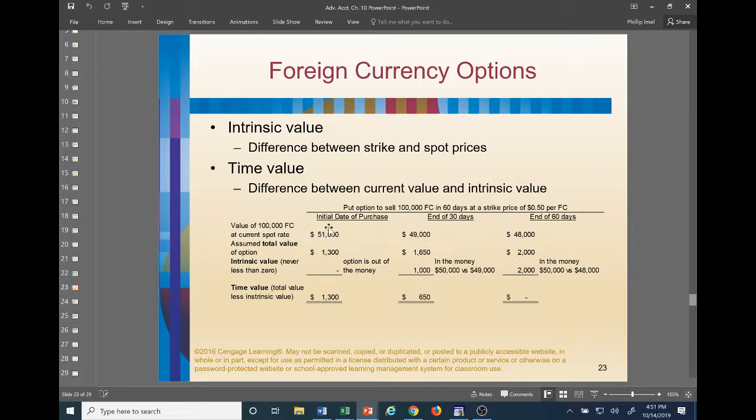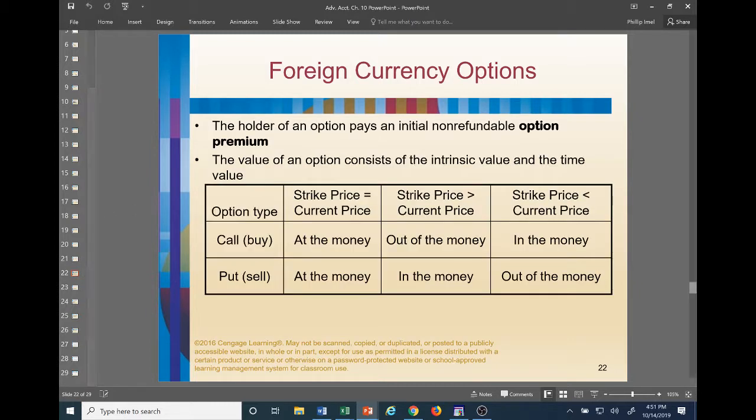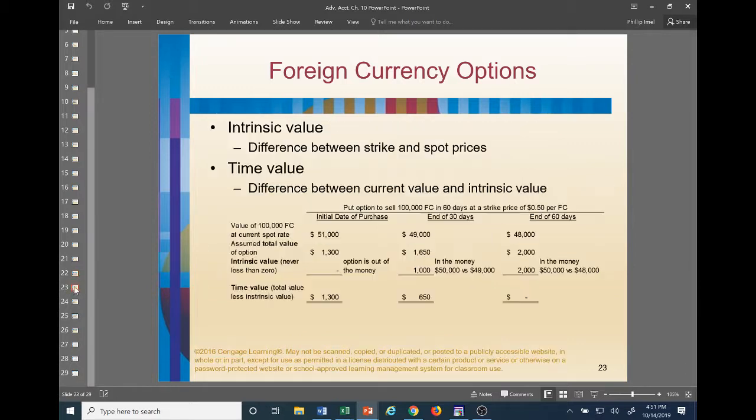So obviously, it's a put option, right to sell. If we go back over the chart, with a put option, the strike is less than current, so it's out of the money. So the time value in this case is going to be $1,300. It's going to be the total value of the option, if you remember, less the intrinsic value. In this case, there was no intrinsic value, so the time value is going to be the same as the total value of the option at the initial date of purchase.